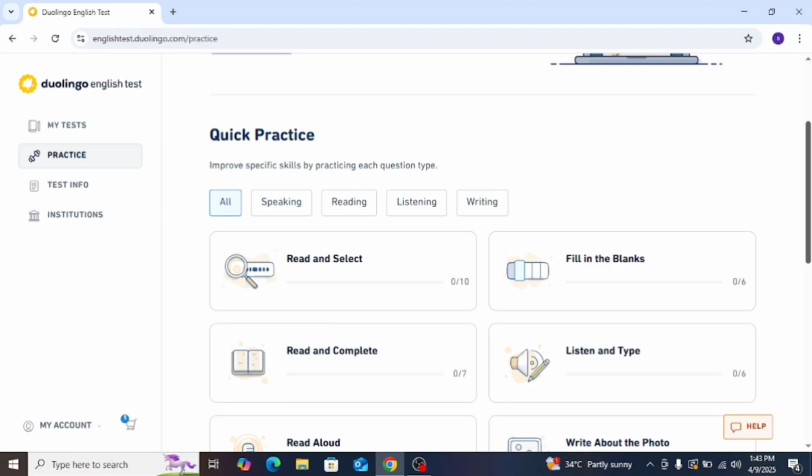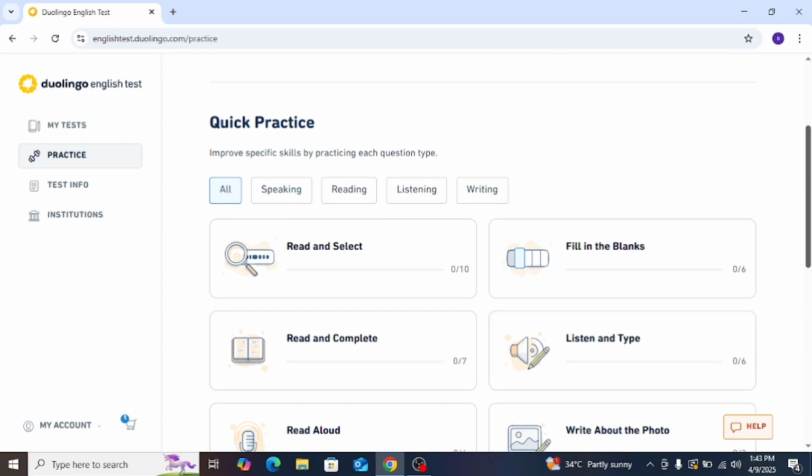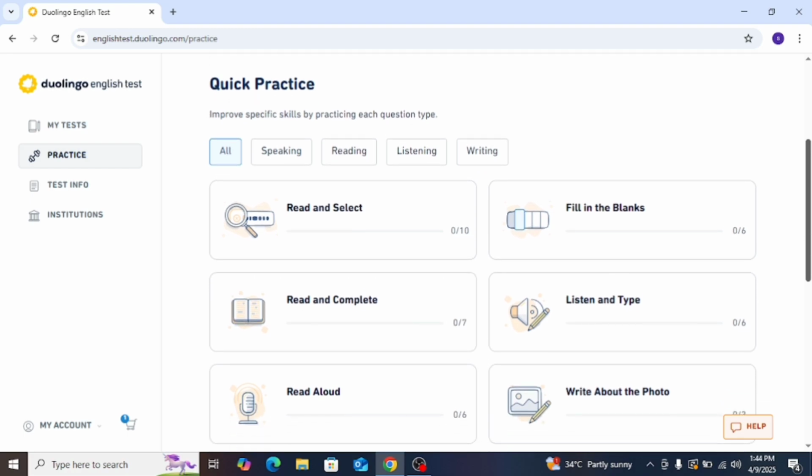In this question part, there are real English words and unreal English words, and we have to select the real English words. If the word is real, we select yes, and if the word is not a real English word, we select no. In the Duolingo English test, this question part is repeated two or three times, so it is an important question part for getting a good overall score. Let's start to discuss the Read and Select.